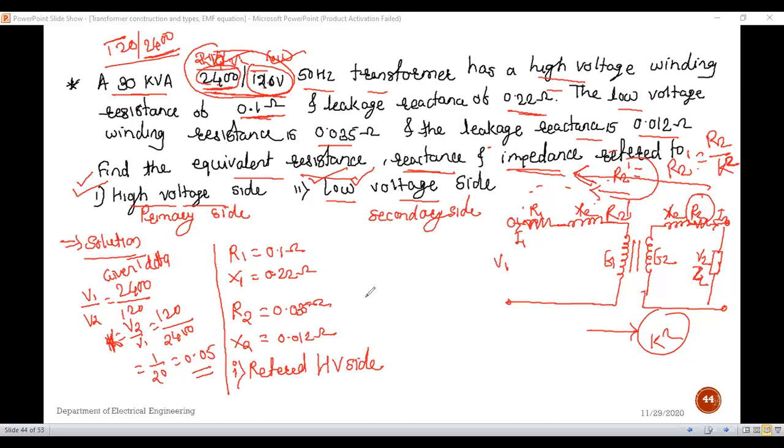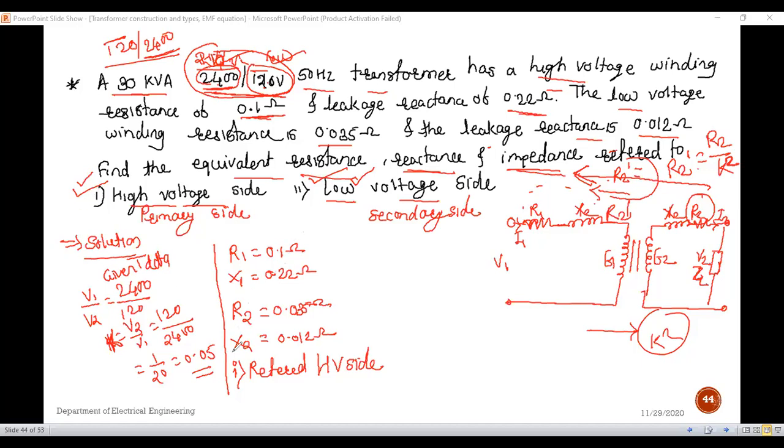Okay, see, that means secondary values can be transferred to primary. R2 becomes R2 dash, X2 becomes X2 dash. R2 becomes R2 dash, X2 becomes X2 dash. So X2 dash and R2 dash: R2 dash is nothing but R2 divided by K square. X2 dash is nothing but X2 divided by K square. Okay, so according to this we want to calculate the equivalent resistance.